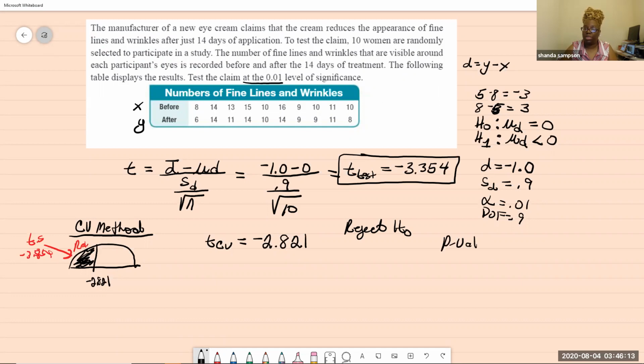And of course, if we use the p-value method, I'm not going to go through the p-value range. Remember, with a t method, p-value versus alpha.